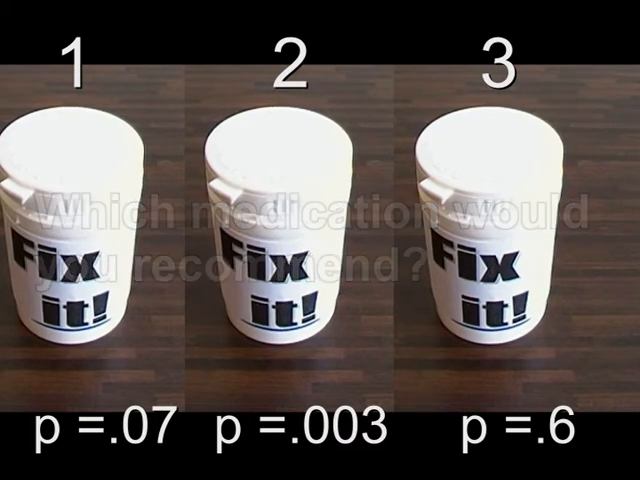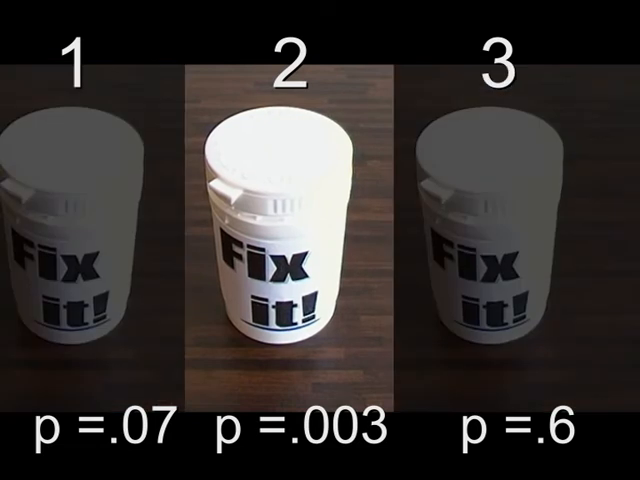So the answer to this question would be option 2. This is because it has the smallest p-value compared to the other options, which illustrates that it has the smallest probability that the findings of it being effective were due to chance. We can illustrate this further by converting the decimal values into percentages by multiplying them by 100.